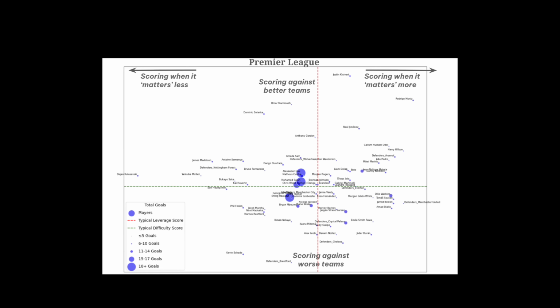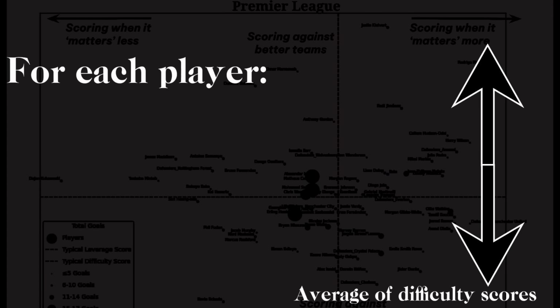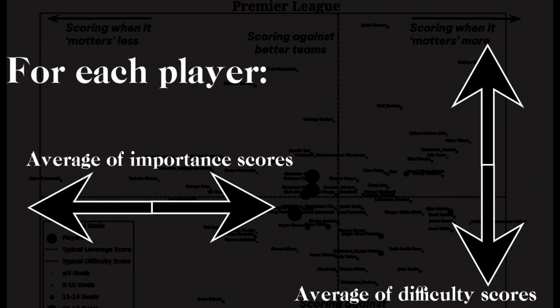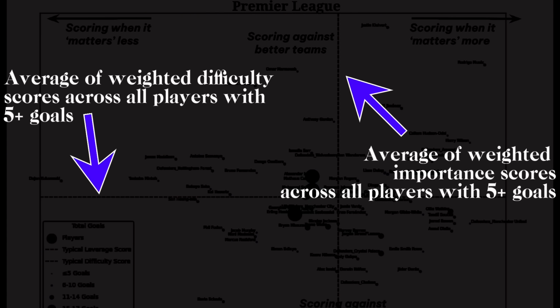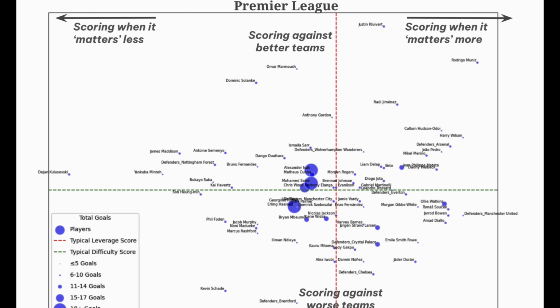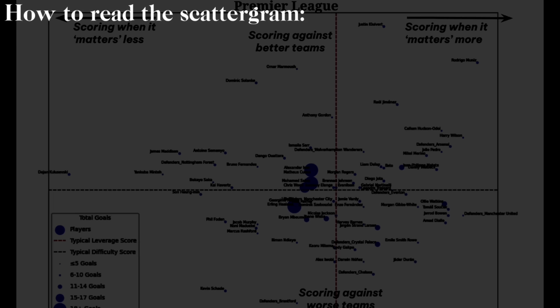What you can see now is a scattergram with every Premier League player who scored at least 5 goals. For each player, I took the average of the difficulty scores and the importance scores of all their goals. There's some average number for each of these, which I've indicated with the red and green dotted lines. Every player's position on the scattergram is their score normalized in relation to the average. How should you read this?